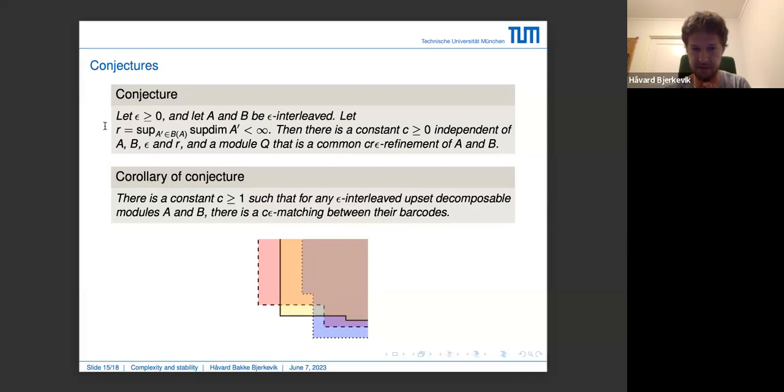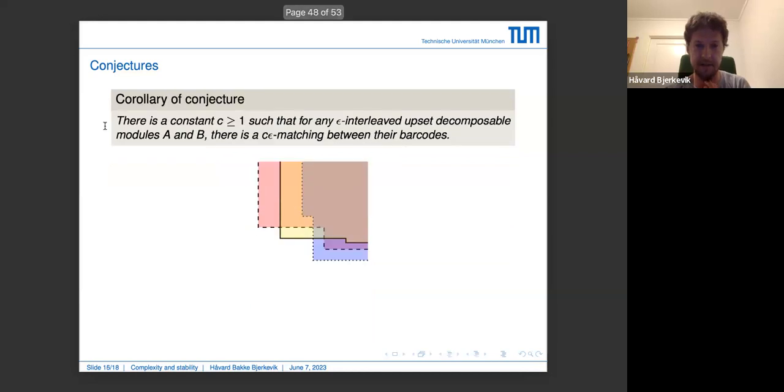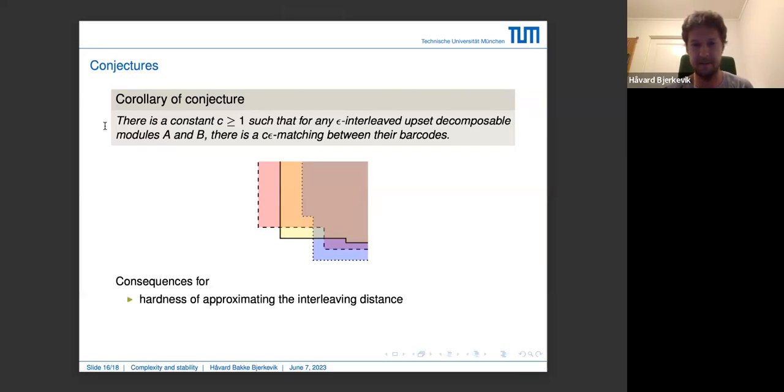Now I know that this corollary is false for C less than 3, but for C equals 3, it's open. This corollary is interesting to me because, first of all, it shows up in some questions in earlier work that I've been doing. I've been looking at similar stuff for years now. But in particular, they show up in the proof of NP-hardness of computing the interleaving distance, which was work that I did with Magnus Botnan and Michael Kerber. Because in that paper, we worked with exactly these upset decomposable modules, or staircase decomposable modules, as we call them. That's a slight special case. And we showed that C-approximating the interleaving distance for C less than 3 is NP-hard. And we showed that in this specific case of these upset decomposable modules.